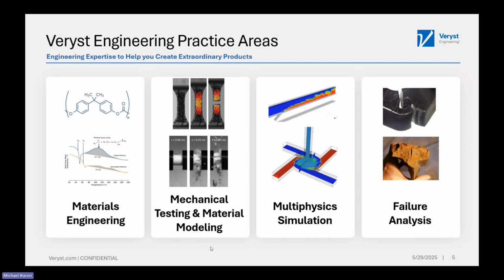Broadly speaking, our practice areas are what we show here. So materials engineering, we have expertise specifically in the areas of polymer mechanics. And we have in-house analytical tools where we help advise our clients on material selection, material suitability, and material quality control for their product development purposes. We have a mechanical test and material modeling practice. We've developed some specialized expertise, as I mentioned, in the testing of nonlinear materials.